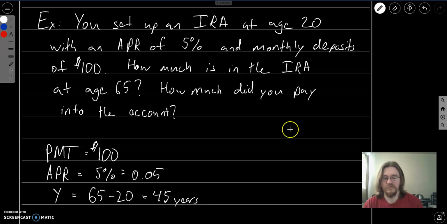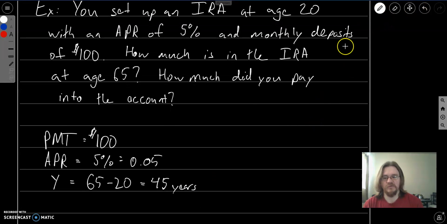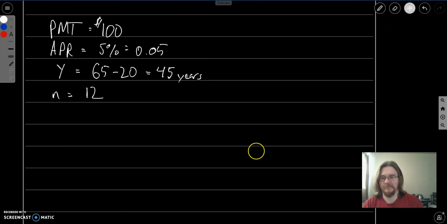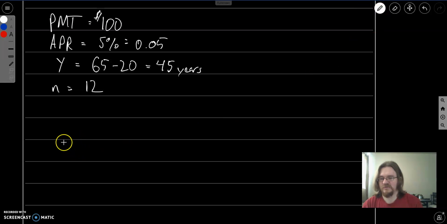Cool. And the last number that we need is N, which we are making monthly deposits, so we are going to be putting money into our account 12 times a year. So let's write down our formula. Okay, so this is the big one.